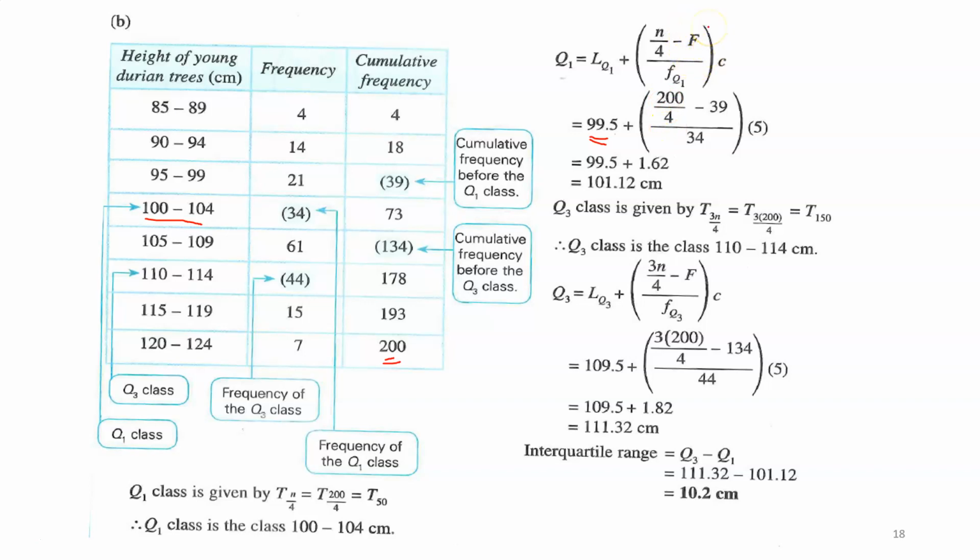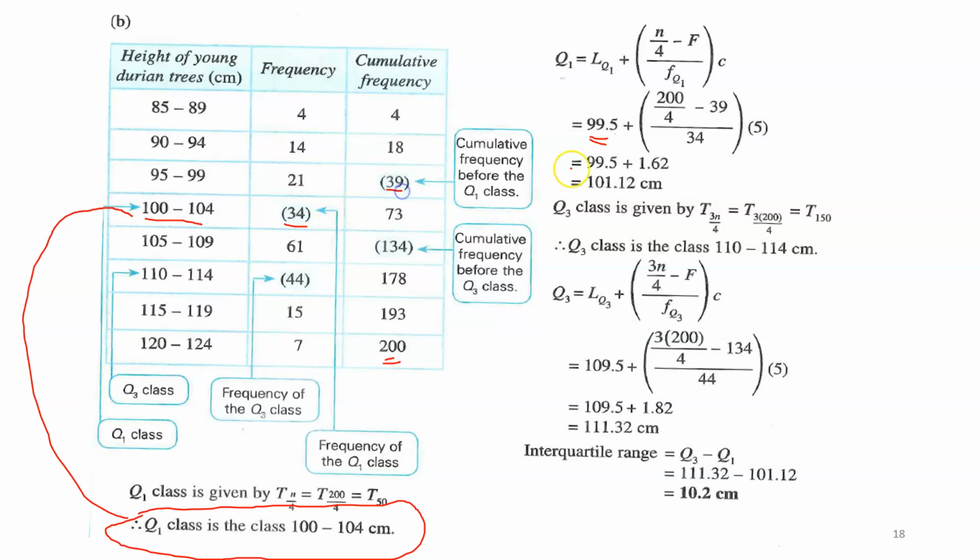F ni apa? F ni adalah cumulative frequency before the class quartile. So this is the class quartile. Ni kan, kita dapat yang ni. The class quartile is this one. This is sangat important. The class quartile. So, ini cumulative frequency untuk kelas quartile tu. So, untuk kelas yang sebelumnya adalah 39. That's why you get this one, 39. Okay, over here, 39. Then how do you get 34? 34 ni maksudnya frequency untuk kelas quartile itu sendiri, which is this one.